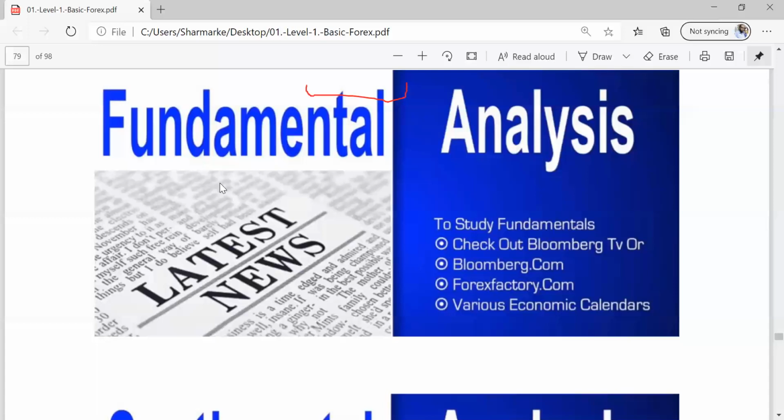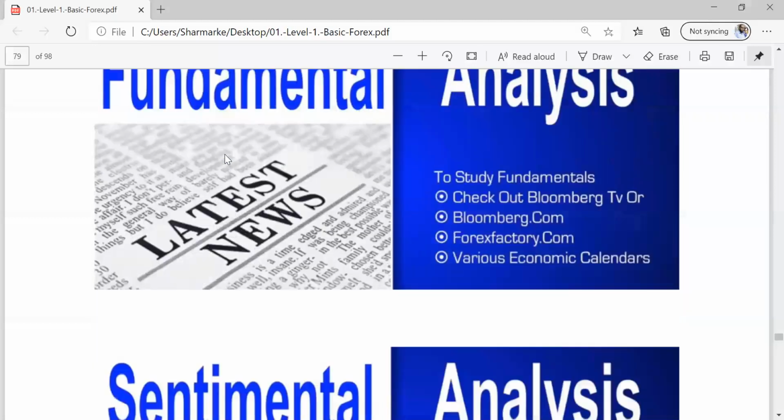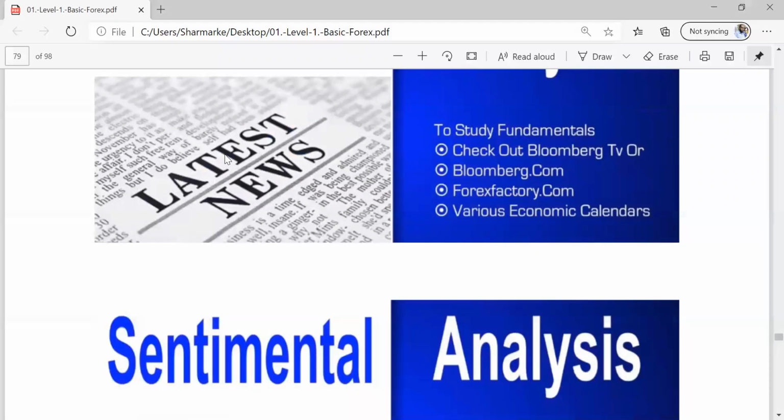There are a lot of websites that you can check, but the idea here is that you are updated with the news happening around the world, especially those that make the market move. The USD, GBP, yen, Australian dollar, Canadian dollar, euro, those are the biggest movers in the market. So you have to be updated on this.